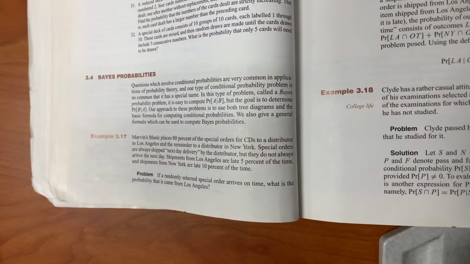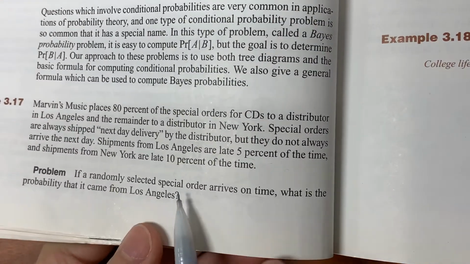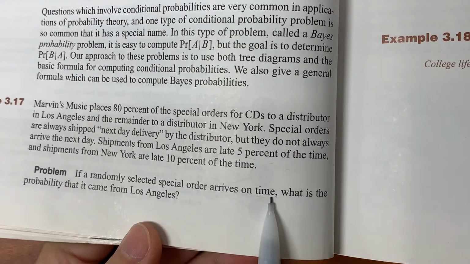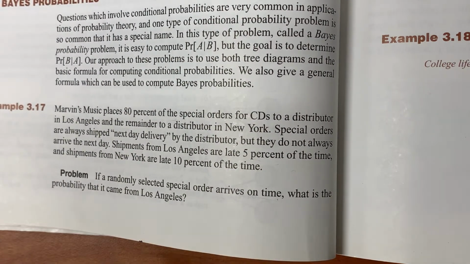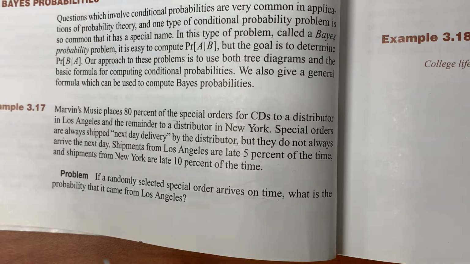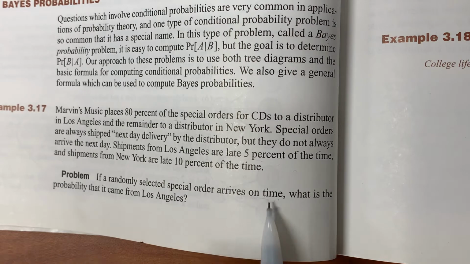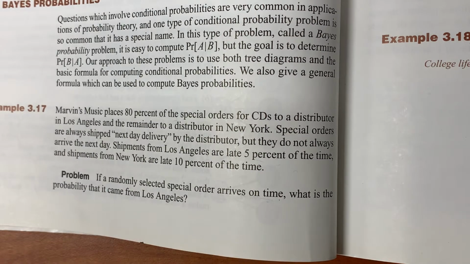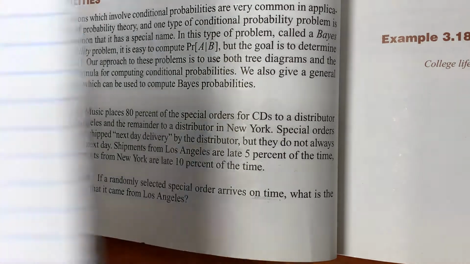Now here's where it gets weird. They're asking me this question. They're asking if a randomly selected special order arrives on time, what is the probability it came from Los Angeles? So these are really like conditional statements. They're saying if it arrived on time, that's the condition. So I need to make sure that I am dividing by something. So what I always think about is I'm looking for this one, the probability that it came from Los Angeles and that it's on time. So let's look at that.